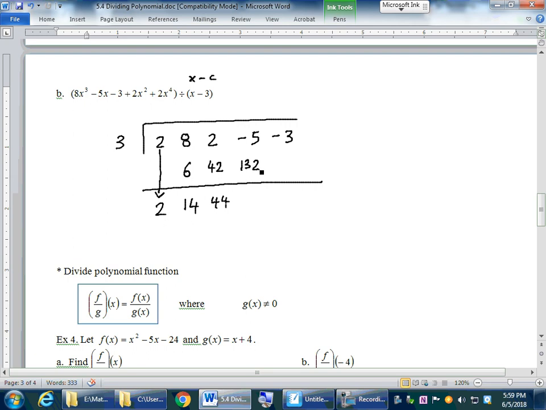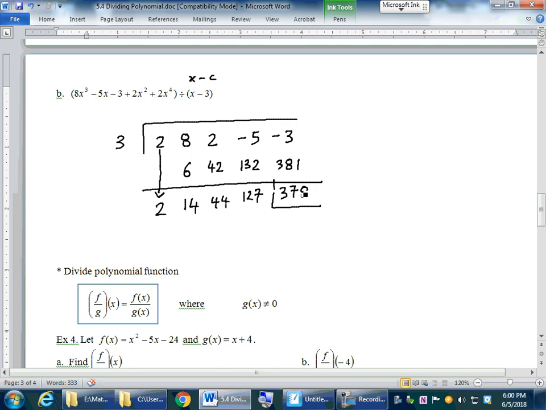Add row 1 and row 2, that gives me 127. Now you multiply c with 127, so times 3, right? That will give me 381. Add row 1 and row 2 together, that will give me 378.